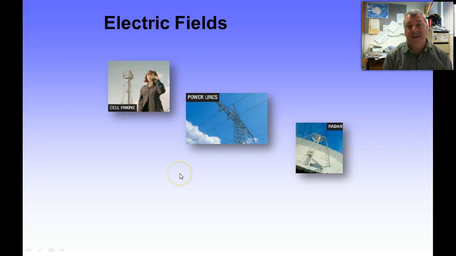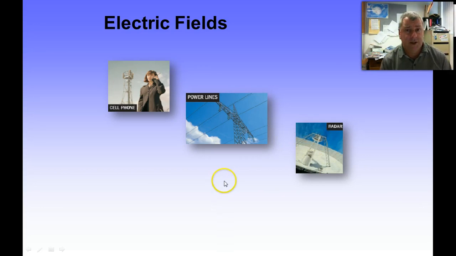So electric fields are pretty much everywhere. They're sort of like gravitational fields, but we don't often notice them. But in terms of physics, they're just about everywhere. Your cell phone has them, cell phone towers have them, power lines are surrounded by them, radars, everywhere we've got them. We've got electric fields going through us right now.